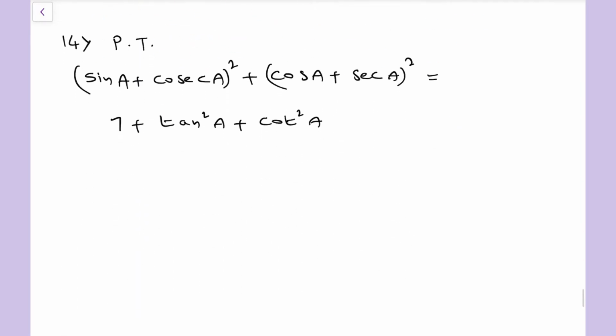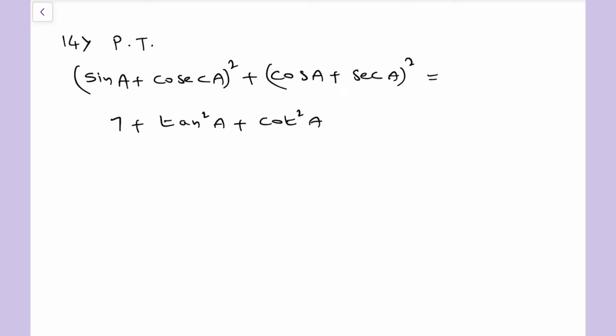Coming to the next step, prove that (sin A plus cosec A) whole square plus (cos A plus sec A) whole square equals 7 plus tan square A plus cot square A. The question is looking bigger, but the answer is very simple.